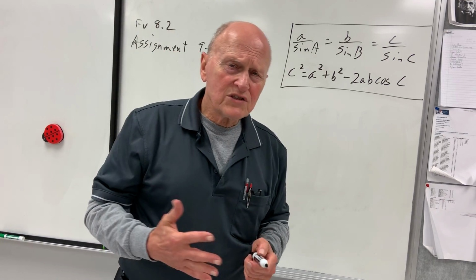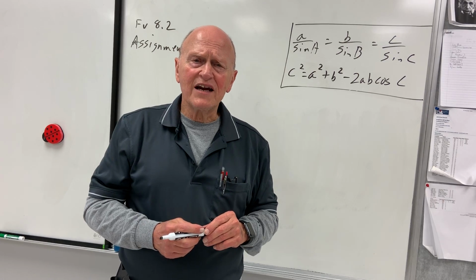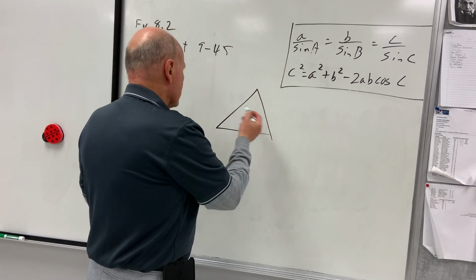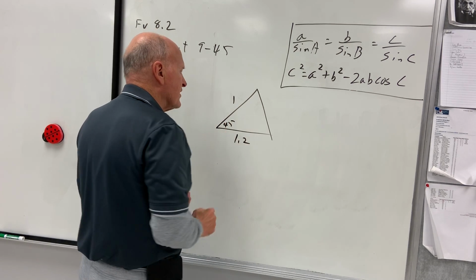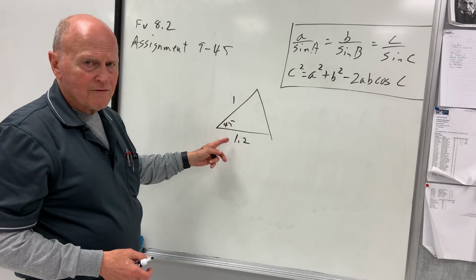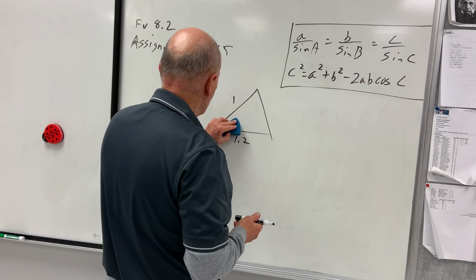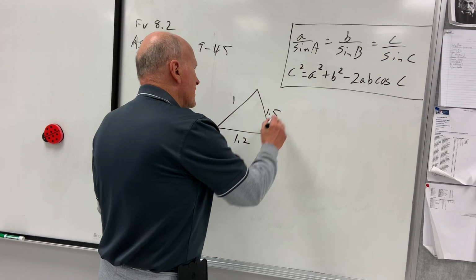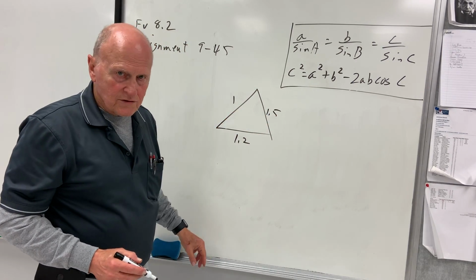Now, law of cosines is used in two situations. It's used when you have two sides and an included angle. For example, this might be 1.2, this might be 45 degrees, and we would have to use law of cosines to solve such a triangle. The other situation where you use law of cosines is when you're given three sides. And we'd have to use law of cosines to find one of the angles.